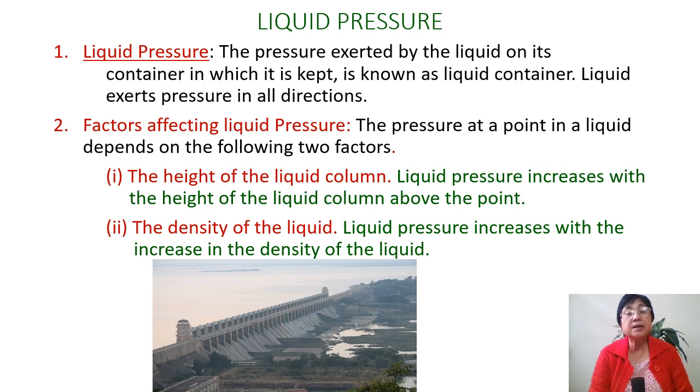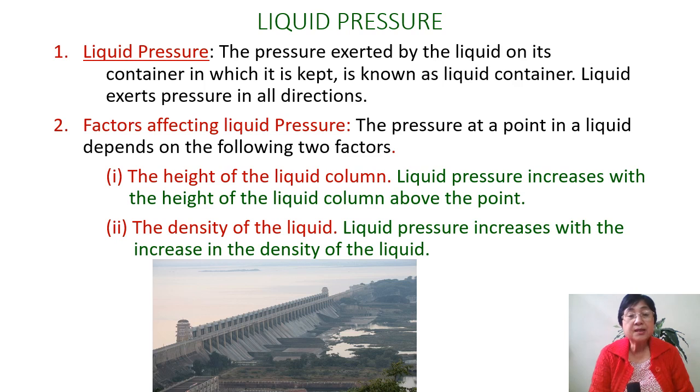The more the density of the liquid, the more will be the pressure exerted by the liquid. Hence, not all liquids will have the same pressure. Water will exert pressure on its container differently than glycerine, and glycerine is different from mercury and so on. It increases with the increase in the density. That means higher density will exert more pressure.